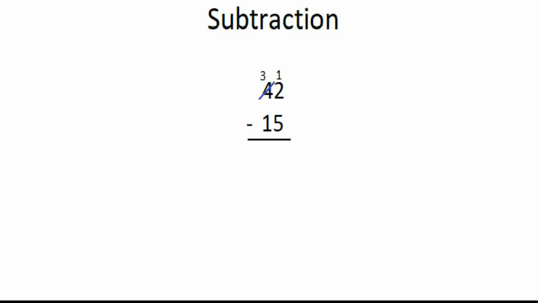Let's subtract. 12 minus 5 is how much? Correct. 7. Now moving over to the tens column, let's subtract. What is 3 minus 1? Yes, 3 minus 1 is 2. And our answer is 27. 42 minus 15 equals 27.